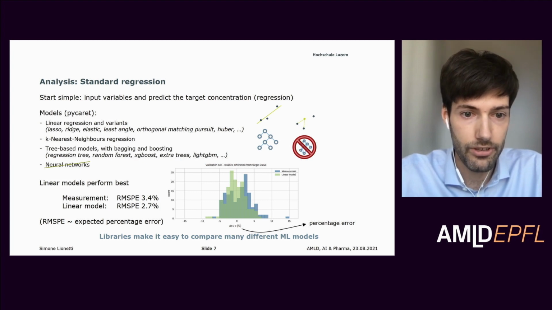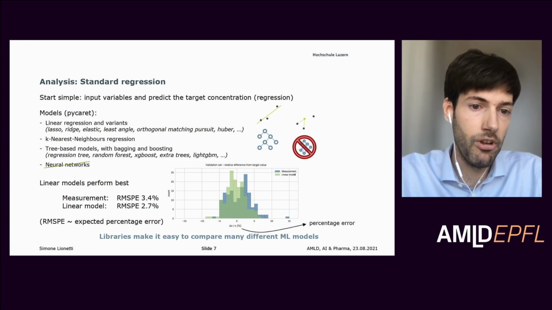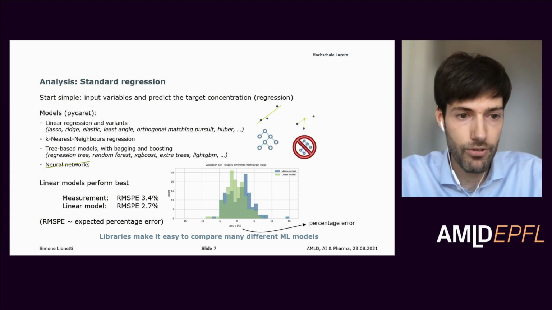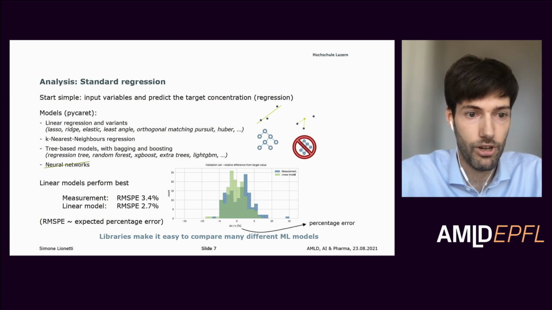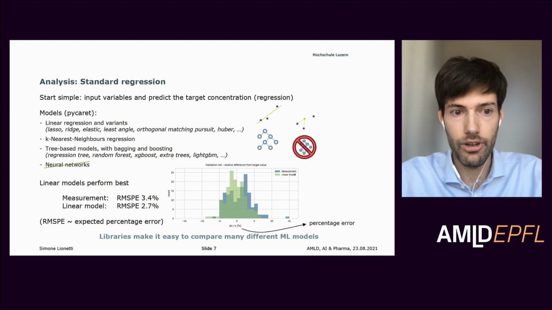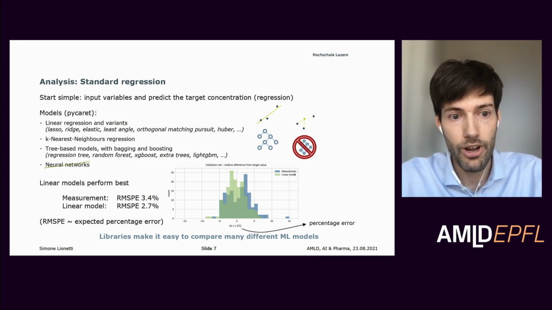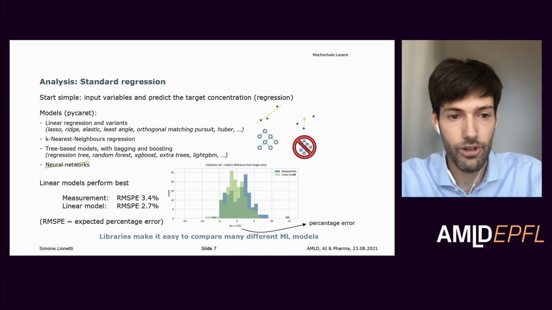can be seen in the histogram on the right, which is a histogram of the percentage error on the measurement. In blue, you have the histogram of the results from the current standard measurement procedure. And in green, you have the histogram of the results from the linear model that I just mentioned. These histograms can be summarized with a single number using root mean squared precision error, which is roughly speaking the expected percentage error on the measurement, which is 3.4% for the current procedure and 2.7% for the linear model.